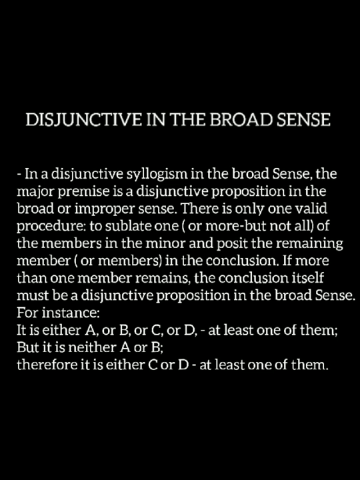For instance, it is either A or B or C or D, at least one of them, but it is neither A nor B. Therefore, it is either C or D, at least one of them. A disjunctive theory of action claims that if an item is an event in the broad sense, it either is a mere event in the narrow sense, or is an intrinsic event in the narrow sense, or is an action.